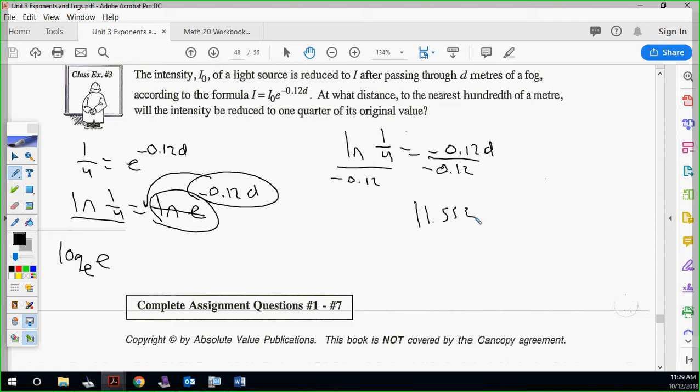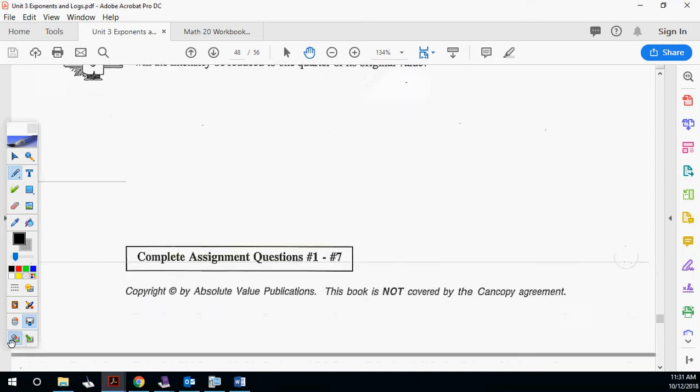And that's going to be meters. So the question says, at what distance? At 11.5 meters, the intensity would be reduced by 1/4. This is just talking about light going through fog. The farther you're back in the fog, the dimmer your light is. The closer you get, the brighter your light is. But obviously your light is being affected by the fog. So it's saying at 11.5 meters, your intensity will be decreased by 1/4. All right, let's just keep going.